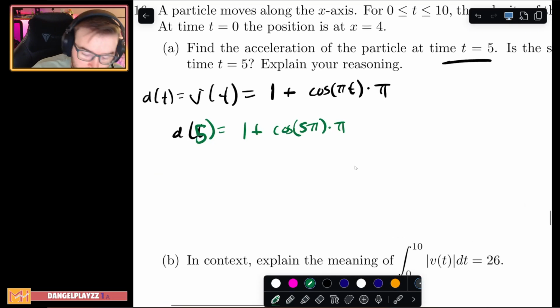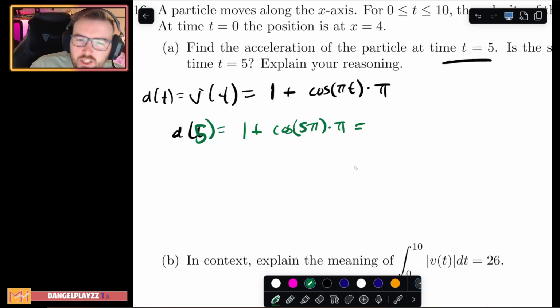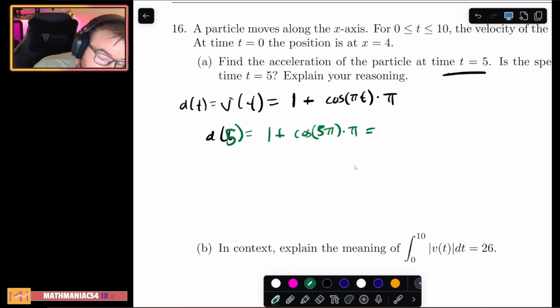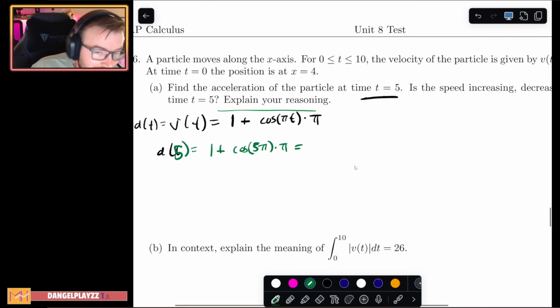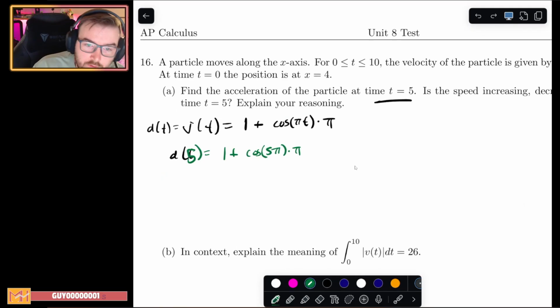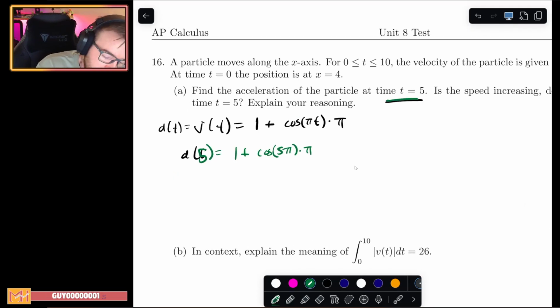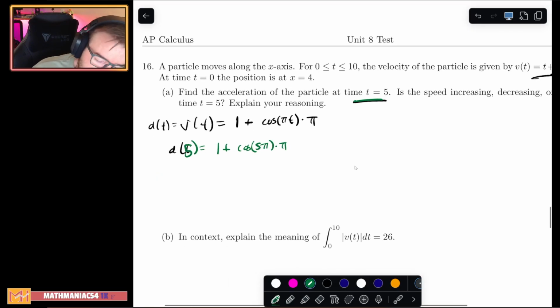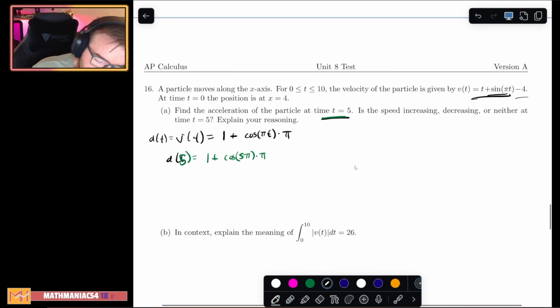Technically, we're done, right? I don't preach this because I don't want you guys to get lazy, but this is a final answer. We don't actually need to do cosine of 5 pi, although to explain our reasoning to the last part, well, let me reveal here. Technically we found the acceleration at t equals 5. But then it says, is the speed increasing, decreasing, or neither?